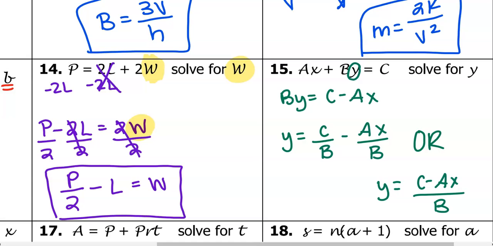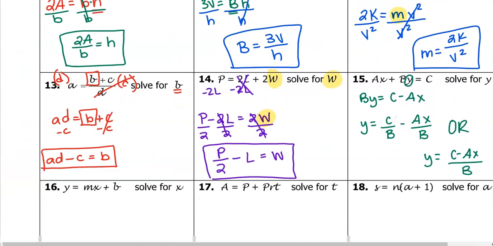The difference from the one before is I was able to simplify 2 divided by 2. Right, Dion? That happened in 14. That didn't happen in 15. There was no other B to simplify with, so the B's would just stay there. All right? Yes, no, maybe? I saw good things. I did see good things.